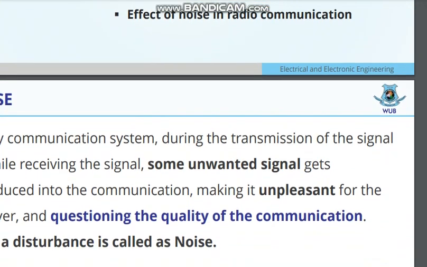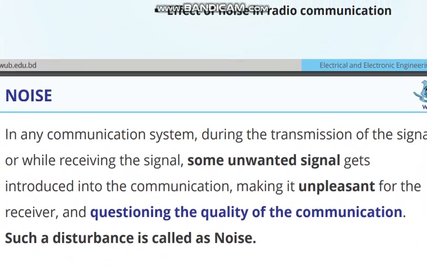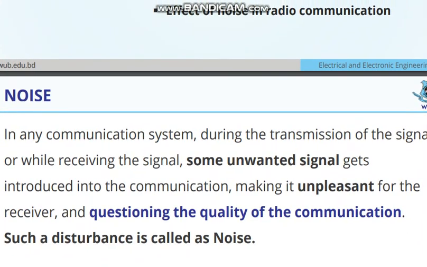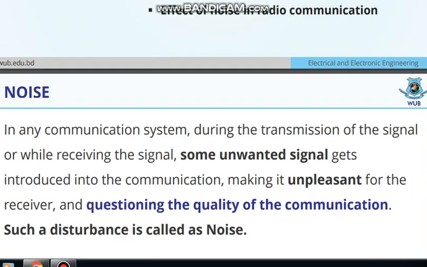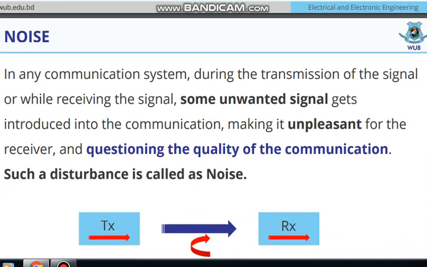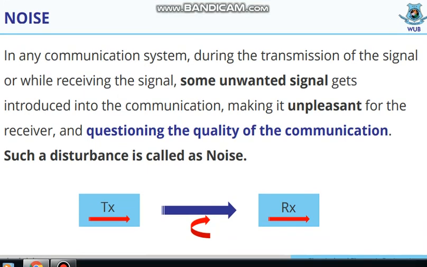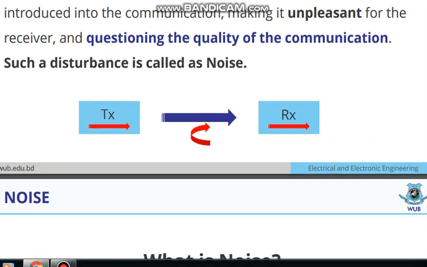First of all, what is noise? The definition of noise is pretty simple. In any communication system, during the transmission of the signal or while receiving the signal, some unwanted signal gets introduced into the communication, making it unpleasant for the receiver and questioning the quality of the communication. Such a disturbance is called noise. That means some unwanted signal. Noise is the unwanted signal that interrupts the received signal, which is our desired information signal.